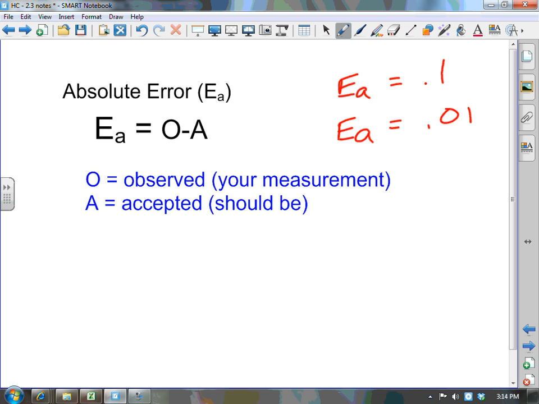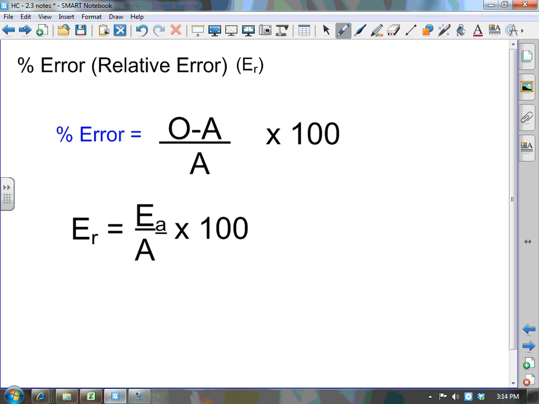And you are really, really far off. Okay? So we have to be very careful when we determine an absolute error. Just because it's a small number doesn't mean that that's the best, because you have to take into account what were the measurements.